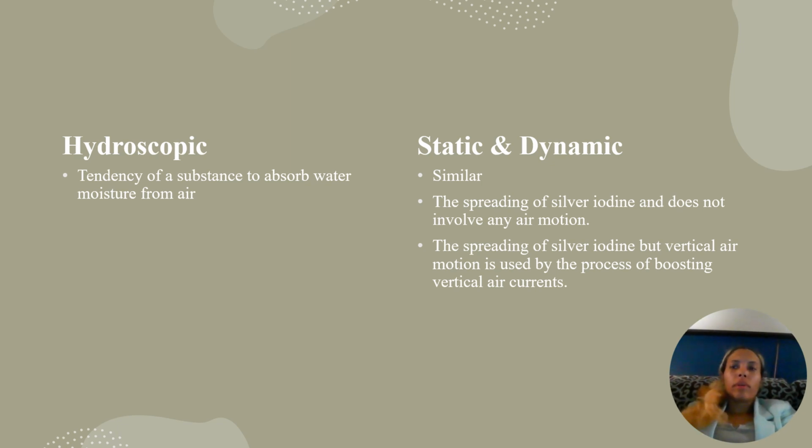Hygroscopic cloud seeding is the tendency to absorb water moisture from the air. Static and dynamic cloud seeding are very similar. They both use silver iodide, but static does not involve any air motion, and dynamic involves vertical air motion, and it works by boosting vertical air currents.